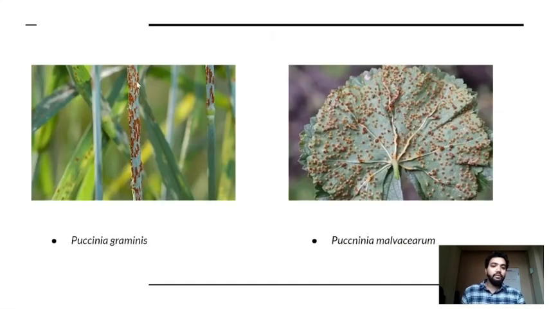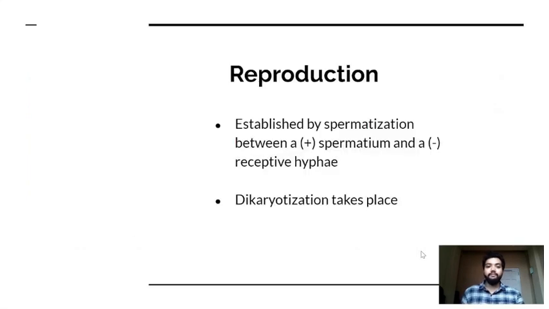Now, over here we can see the picture of Puccinia graminis. We can also see the reddish-brown pustule-like structures over here. These are the Puccinia graminis. And on the right hand side, we can see the Puccinia malvacearum. These reddish-brown spores that are formed over the leaf are the Puccinia malvacearum.